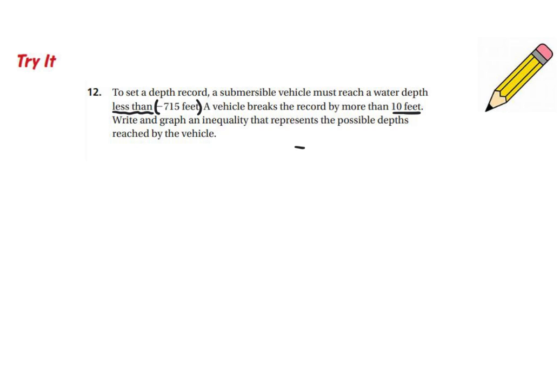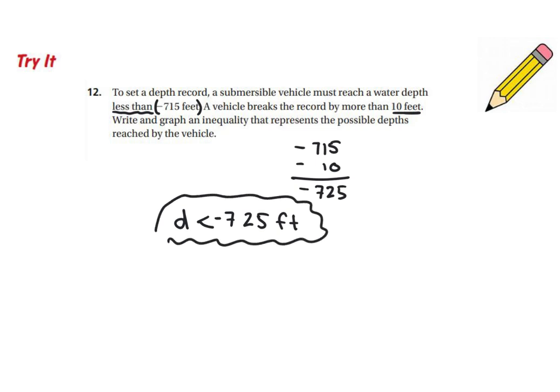Okay, so what we know is that we have negative 715 feet. The vehicle breaks the record by more than 10 feet, so we're going to take away another 10. That's going to put us at negative 725 feet. So our depth is going to be less than 725 feet, and we would say, because it's negative, it's going to be below the water's surface. So D is less than negative 725 feet.